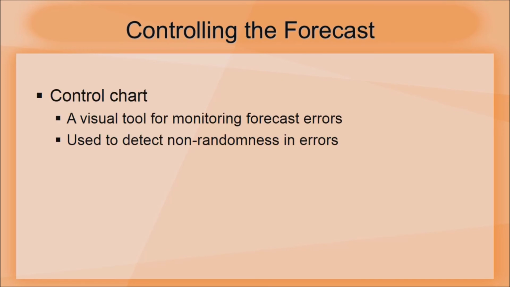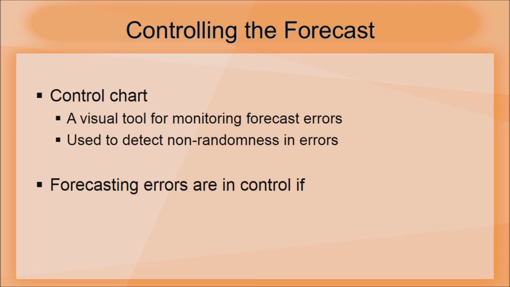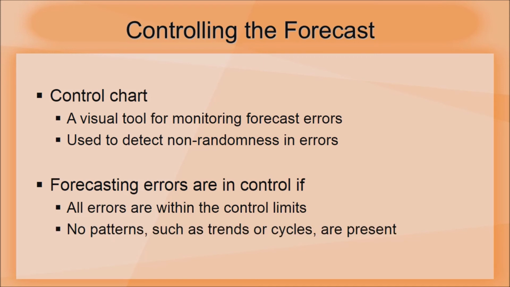Controlling the forecast. A control chart is a visual tool for monitoring forecast errors, used to detect non-randomness in errors. Forecasting errors are in control if all errors are within the control limits and no patterns, such as trends or cycles, are present.